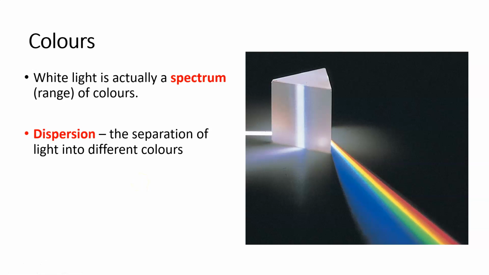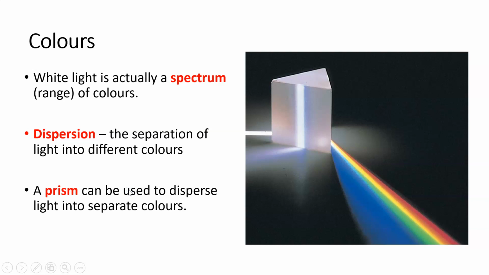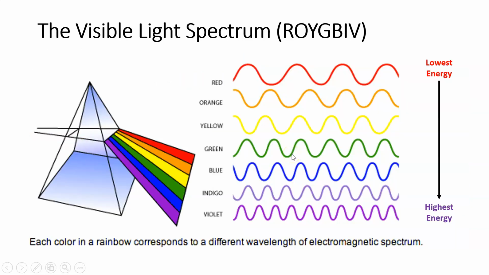Just to recap, dispersion is the separation of light into its constituent colours. So white light, remember, is actually a rainbow, and we can use a triangular prism to separate out those colours.